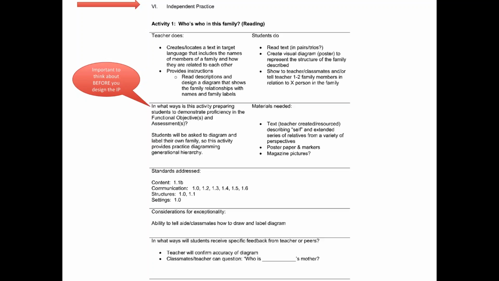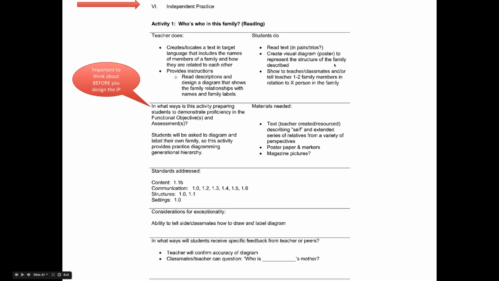The first one, who's who in this family? I think you can see my mouse. Here's what the teacher does. They locate a text in the target language that includes the names of members of a family and how they're related to each other. They provide the instructions, read the description, design a diagram that shows the family's names and labels.